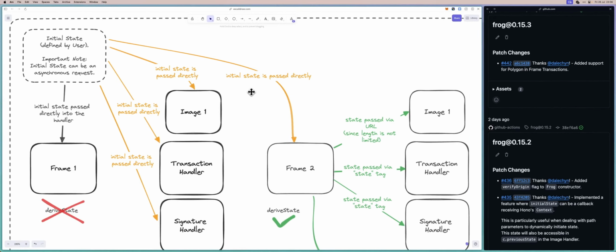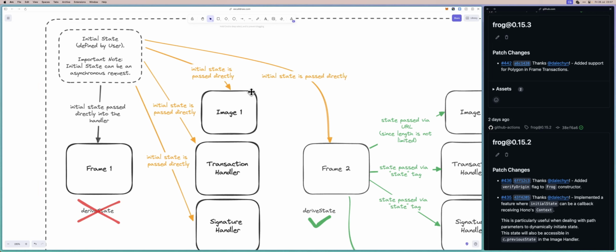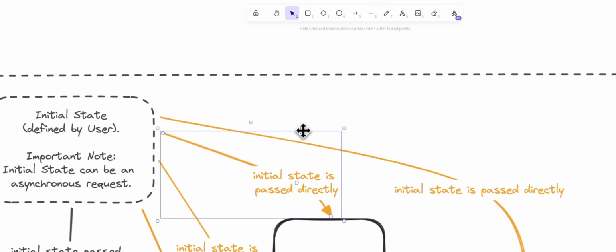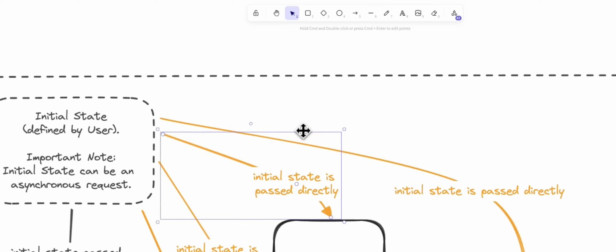So something that I would recommend folks out there who build with Frog is to think more state-wise, if you're not already thinking more state-wise. The second is that initial state might be a function. It might be an asynchronous function in case you're fetching something.